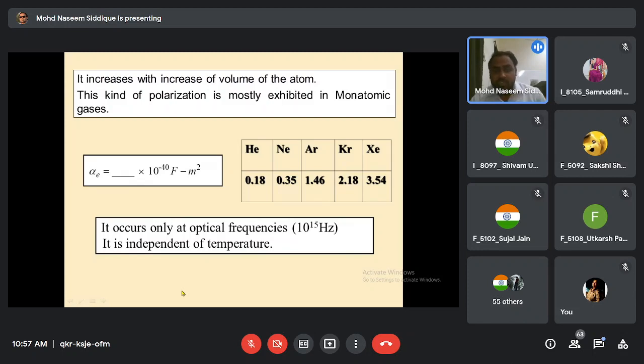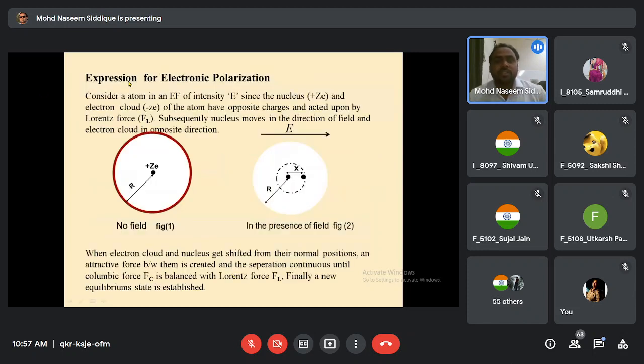But there are some limitations. Electronic polarizability occurs only at optical frequency, at high frequency of about 10 to the power 15 hertz. It is independent of temperature; it never depends on temperature. So this is the expression. This is some mathematics of how we can determine the expression for electronic polarization.